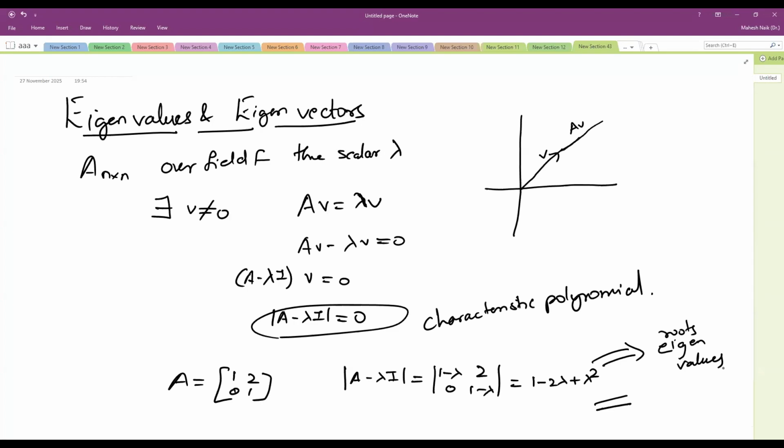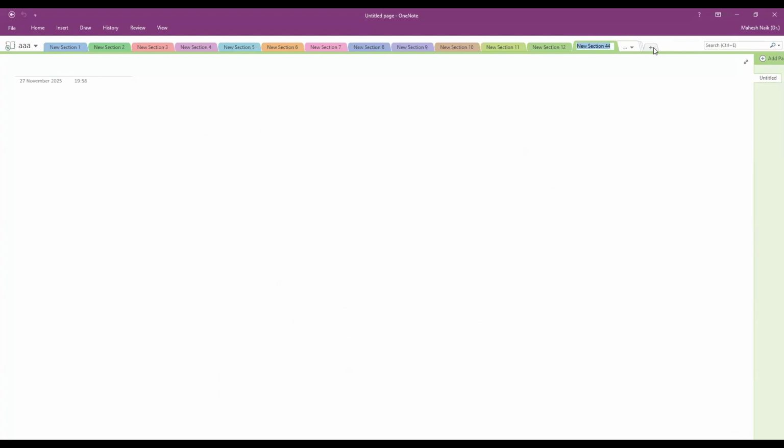In case of a matrix of order 3 cross 3, the determinant will be of order 3 cross 3 and will produce a cubic polynomial. Now we can obtain these characteristic polynomials in a simpler way. If we are dealing with a matrix of order 2 cross 2, then the characteristic polynomial would be given by lambda square minus the trace of the matrix times lambda plus the determinant of the matrix.